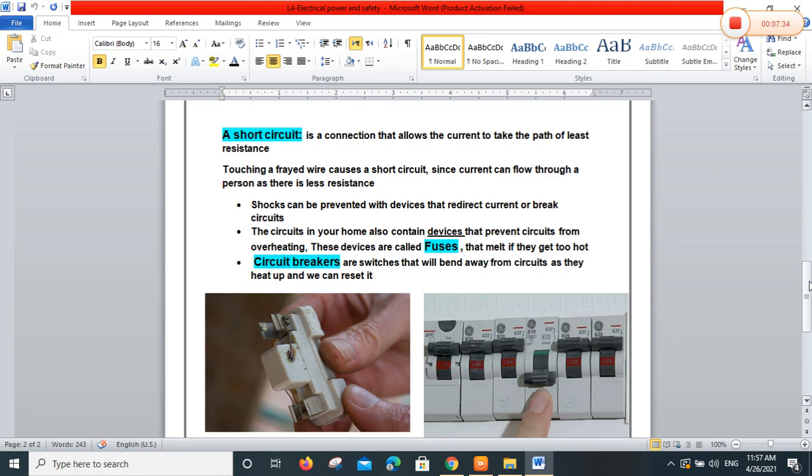A short circuit is a short pathway with less resistance, and if you touch a frayed wire, this causes a short circuit, so current can flow through your body and cause a shock. Look at page 185, a coffee maker with a fuse. Look at the shape of the fuse used in the coffee maker. Now we use circuit breakers in all buildings and also at your home. This switch bends away from the circuit as it heats up. Thank you, all of you.